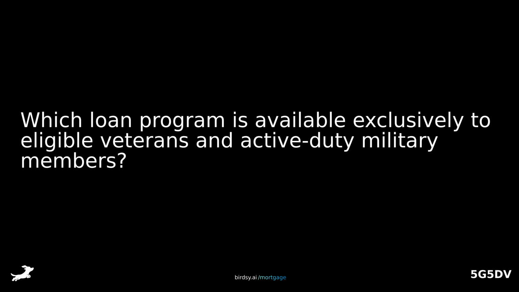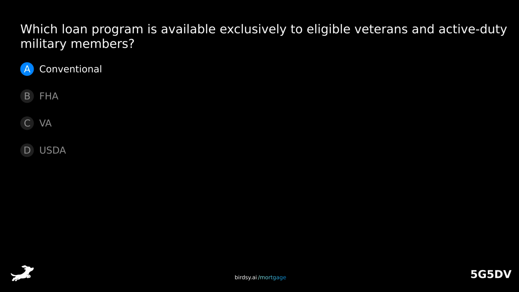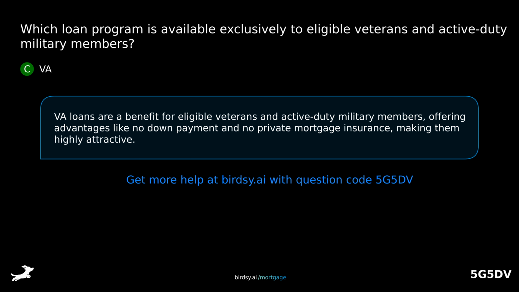Which loan program is available exclusively to eligible veterans and active duty military members? Is it A, conventional, B, FHA, C, VA, or D, USDA? The answer is C, VA. VA loans are a benefit for eligible veterans and active duty military members, offering advantages like no down payment and no private mortgage insurance, making them highly attractive.